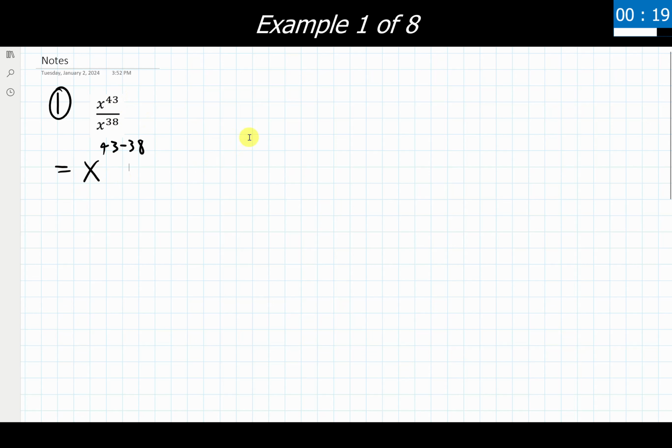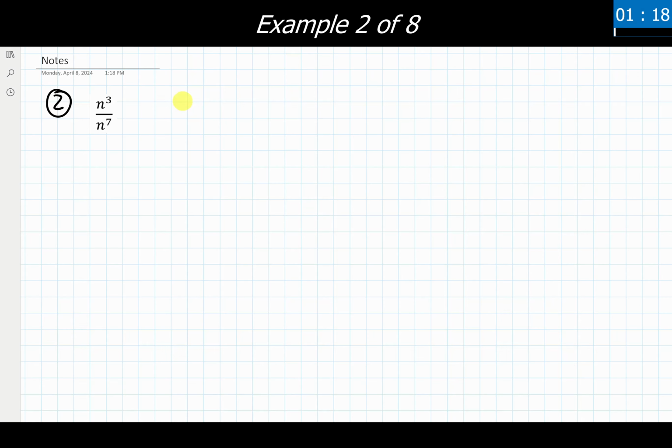I can go ahead and subtract those, and I should be getting x to the 5th for my final answer. Again, we're noting that the numerator has a larger exponent attached to it, so my final answer ends up in the numerator of that fraction as well.